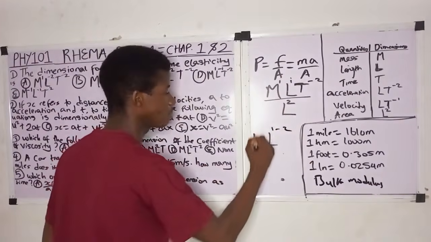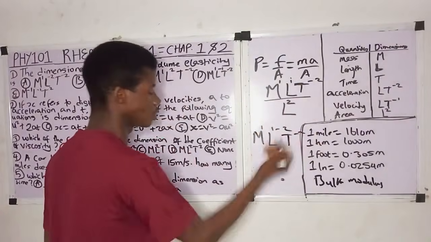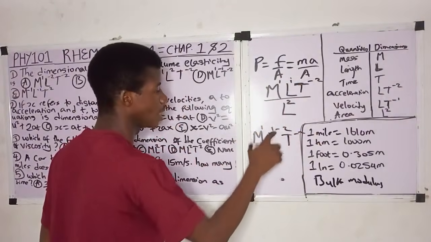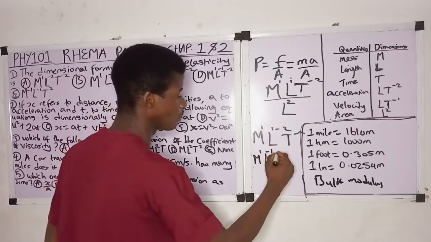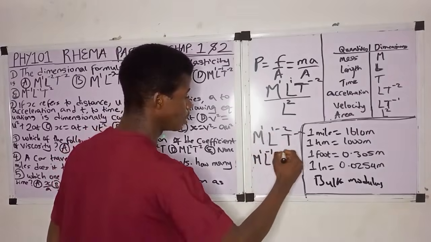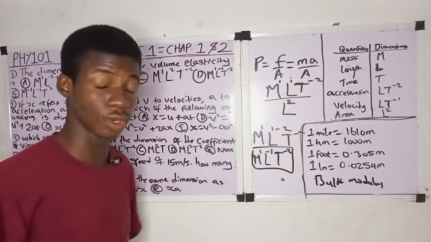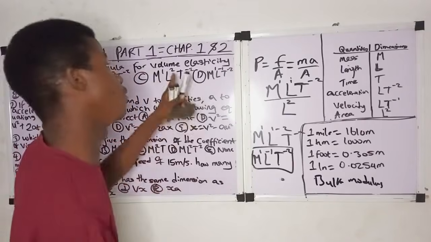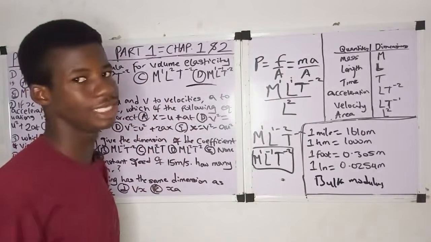So don't forget about this M. Then don't forget about this T raised to power minus 2. So let's continue. We have M raised to power 1. 1 minus 2 gives us minus 1, right? Then don't forget your T raised to power minus 2. So this is the dimension for what? This is the dimension for pressure, as well as the dimension for volume elasticity, which is option D. Okay, yes.